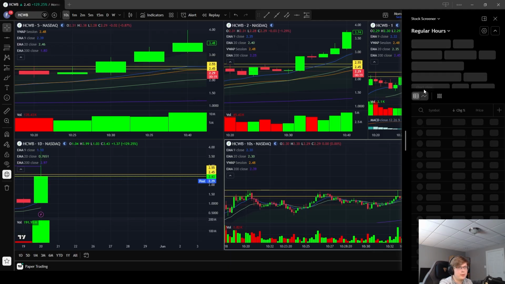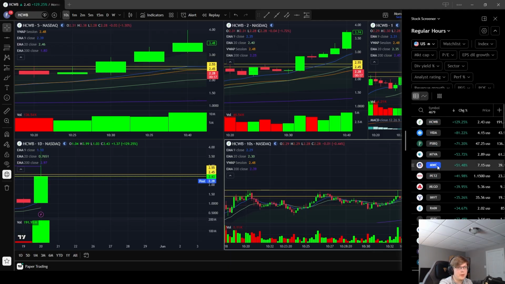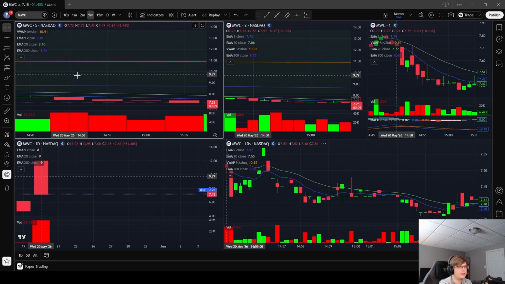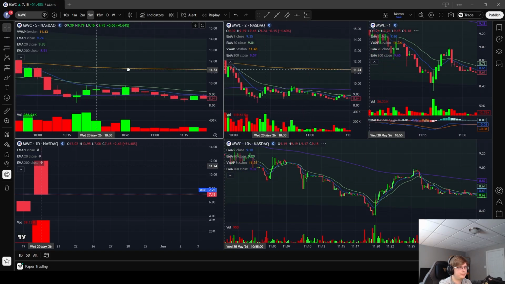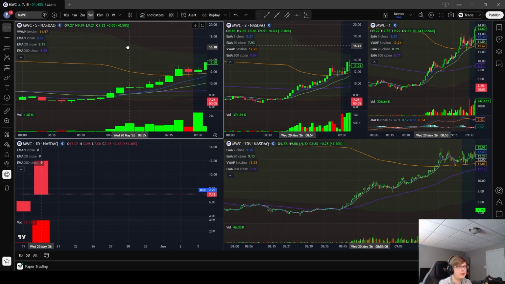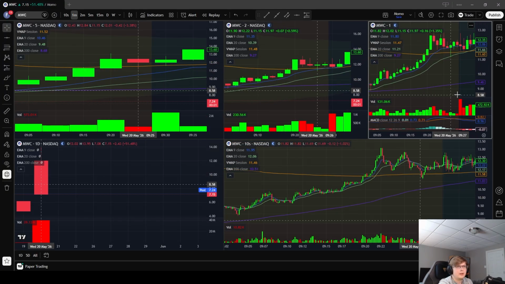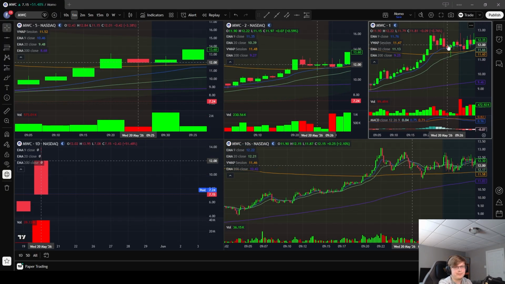Let's look at another example. Maybe a bit of a higher price stock here. Let's see, regular hours, $7 stock, MWC. I think I talked about this a little bit earlier on stream. So back here during pre-market, I was talking about how this was a higher float, a bit of a higher price.